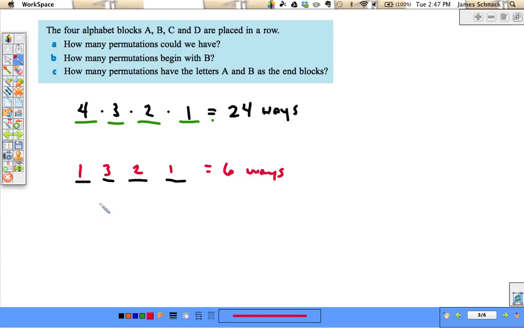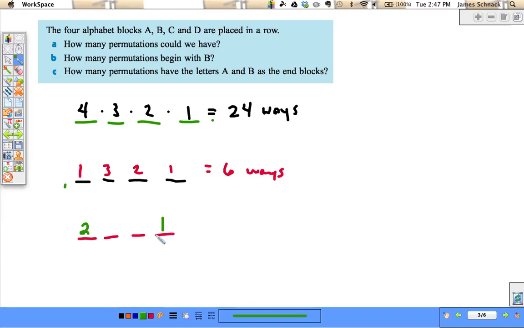And how many permutations can have the letters A and B as the end blocks? So A and B as the end. That means for this first spot, it can either be A or B. There's 2 choices there. But I also have a restriction on what this last block can be too. That one also has to be A or B, but there's only one choice for that because we had two choices here. I picked one of those, leaving one for here. I could pick A, that leaves B to go here. Or I could pick B, and I'm forced to put A right here. So I only have one option for that spot.